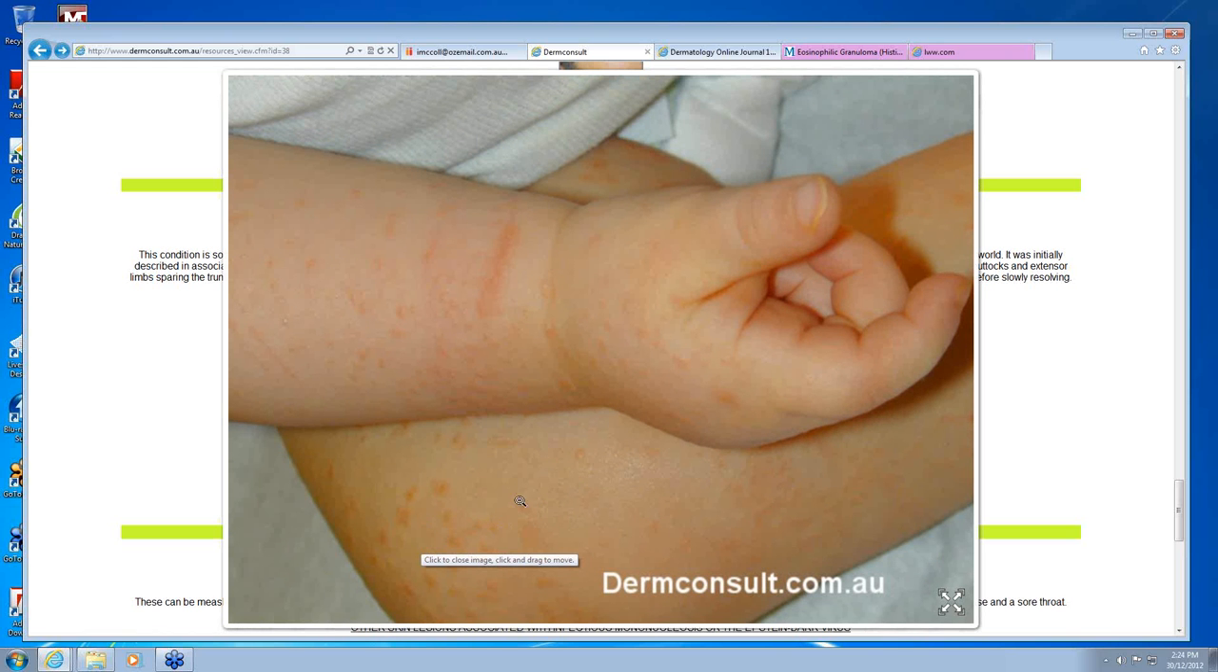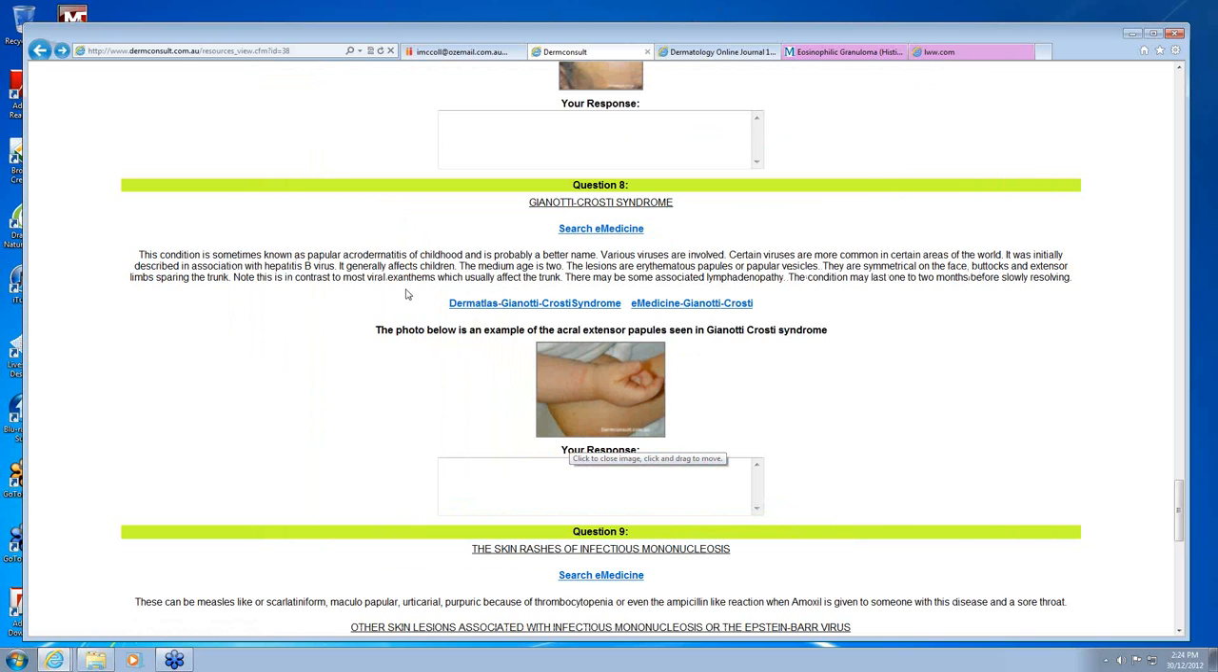This is a picture of a child with it, fairly subtle, just red non-scaly papules, generally on the back of the arms and the extensor surfaces of the legs as well, extending to the back of the hands here, but the trunk's clear, and it's often seen in the cheeks as well. It used to be known as papular acrodermatitis of childhood, which may be a better name because it best describes what you actually see. Initially it was the hepatitis viruses, but Epstein-Barr is probably the most common one that we're going to see here. Median age for this condition is 2.